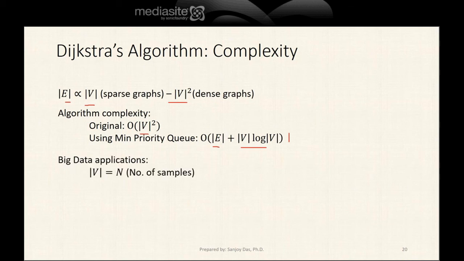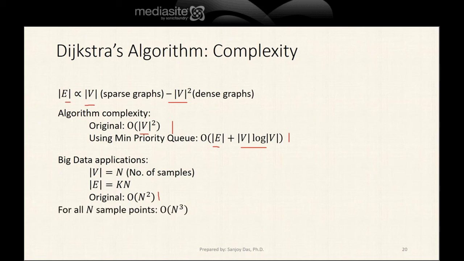Now, in big data applications, the number of vertices is equal to n, which is the same as the number of samples. And we generally use something like k nearest neighbor, in which case the number of edges is equal to kn. Now, the original Dijkstra's algorithm will have, therefore, if this is the original Dijkstra's algorithm, the complexity will be order n squared.